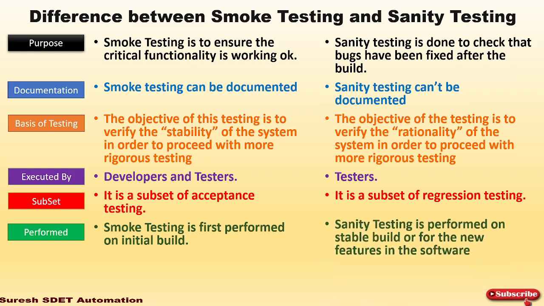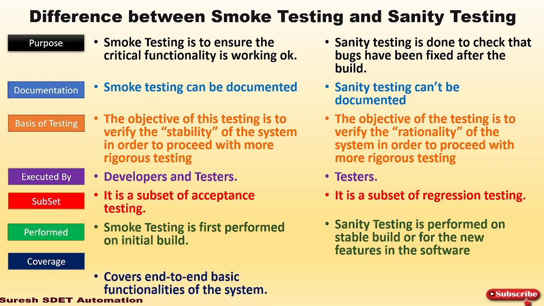When it comes to sanity testing, it is performed on a stable build or a new feature in the software. So we have a stable build and there are some code changes or a new feature implementation, like a tooltip, and we verify that implementing the tooltip is not creating a defect in the existing build, and that everything is okay. We perform sanity testing on that tooltip area and the surrounding areas.